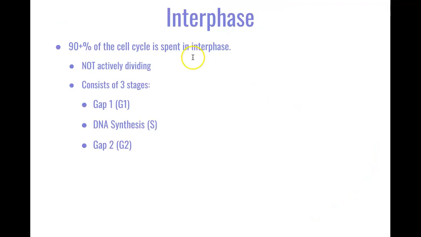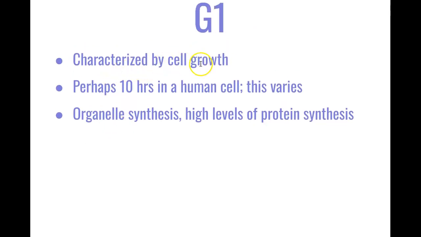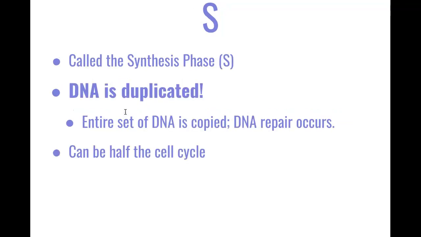We never do discuss that too terribly much, but with interphase, again, most of the cell cycle, it's not actively dividing, consists of G1, DNA synthesis during S phase, and then G2. G1 is characterized by cell growth, might last for 10 hours or so. There's organelle synthesis. You've got lots of protein synthesis going on, and again, you've got the normal functions of the cell occurring. Those functions vary by cell type.